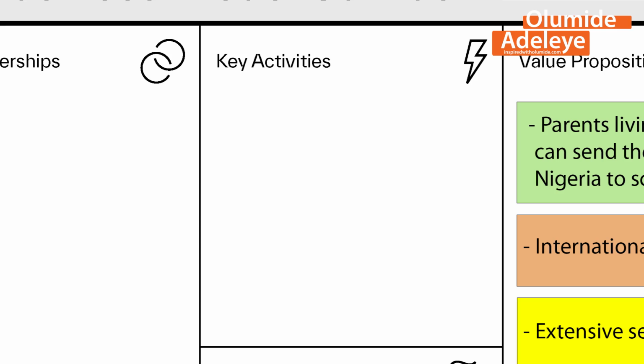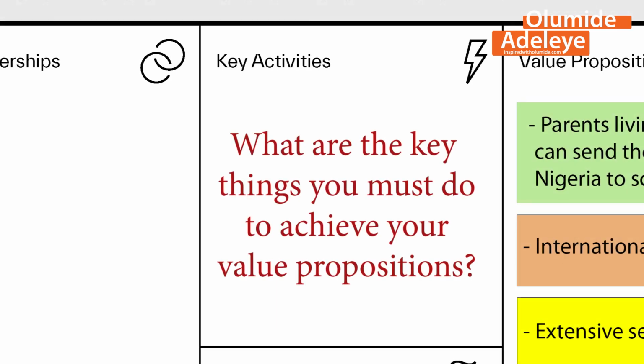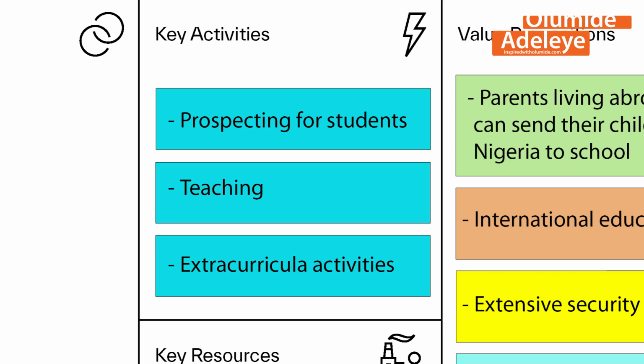Now let's look at the key activities. Key activities are the essential tasks and operations that a company must perform to deliver its value proposition. I believe that for a school, the key activities would revolve around prospecting for students, teaching, of course, managing children, all of the sporting activities, all of the competitions they would be involved in.